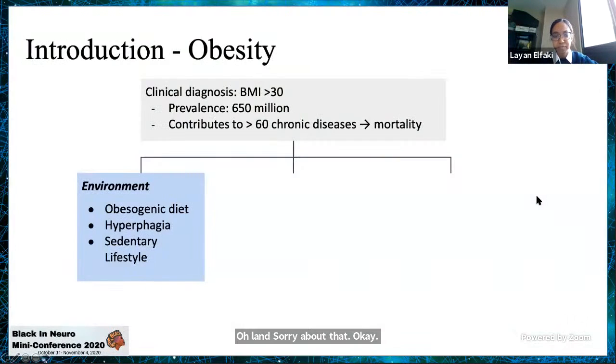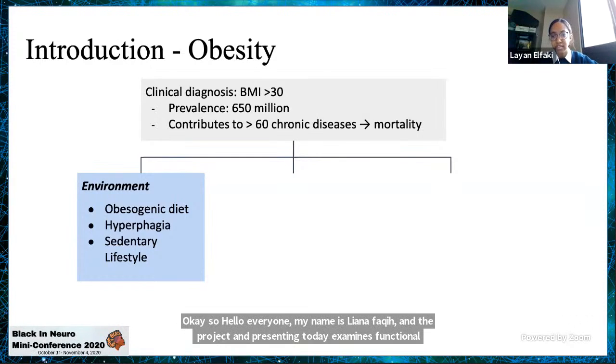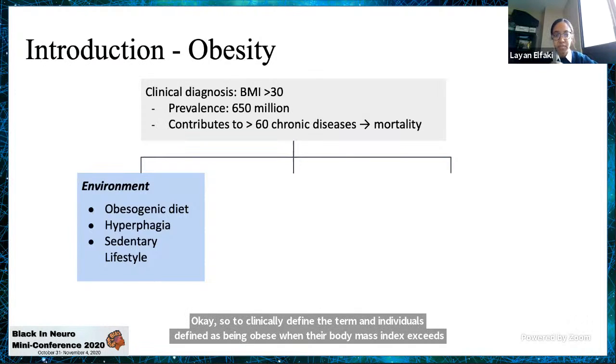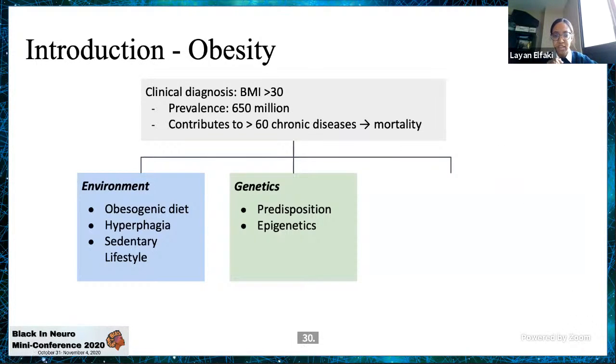Okay, so to clinically define the term, an individual is defined as being obese when their body mass index exceeds 30. Obesity is a highly prevalent phenomenon, contributing to over 60 chronic diseases, rendering it the leading cause of premature death around the world. Now, various factors contribute to obesity, including the environment through obesogenic diets, next slide, as well as genetic predisposition.